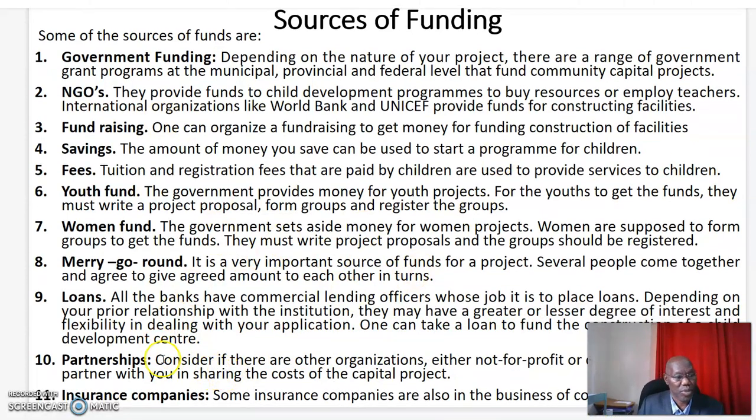Partnerships. You can also consider if there are other organizations, either not-for-profit or commercial, that could partner with you in sharing the costs of the capital project. And finally, insurance companies. Some insurance companies are also in the business of commercial loans. So insurance companies can give you a loan that you can use to establish your project.